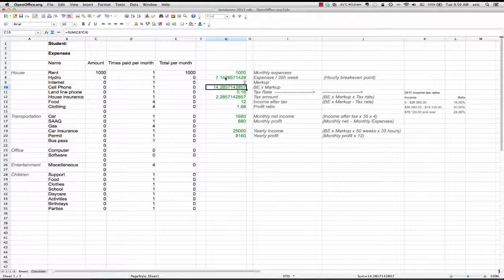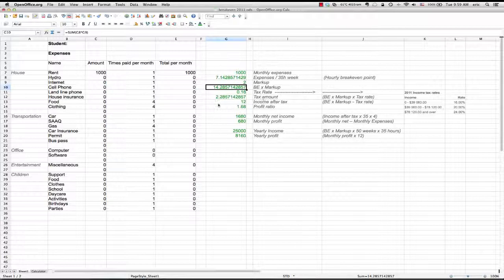You break even at $7.15 an hour. You can mark that up and charge people 14. Out of that 14, you're basically going to pay $2.28 to the government. And if you remove the tax, you're basically making $12 an hour. And that gives you a profit ratio of 168%, which is pretty good.